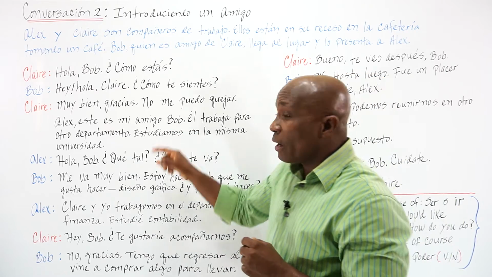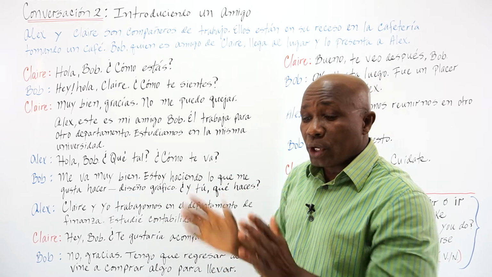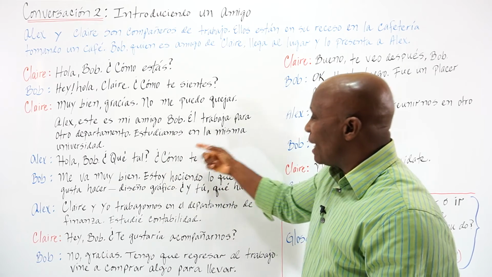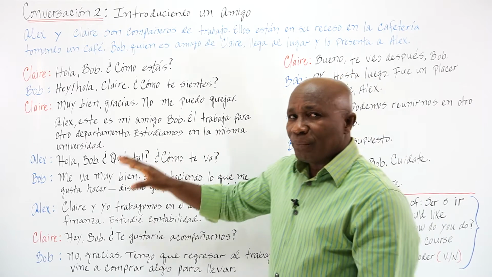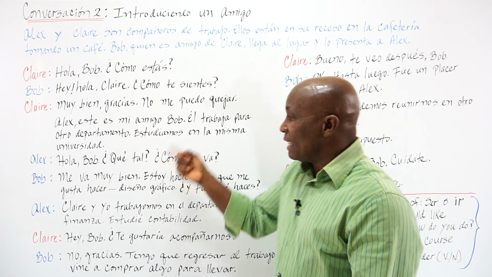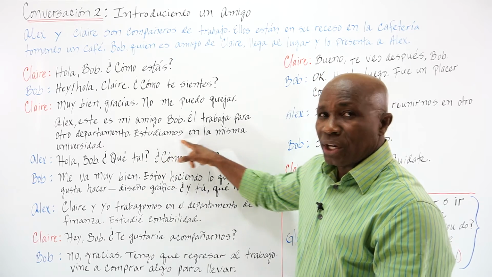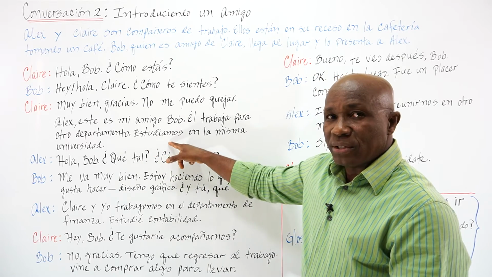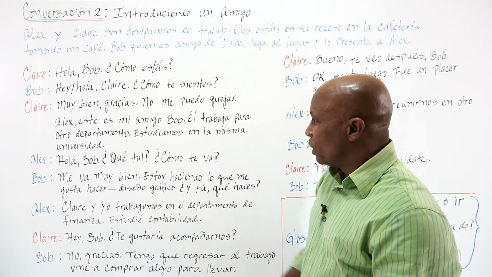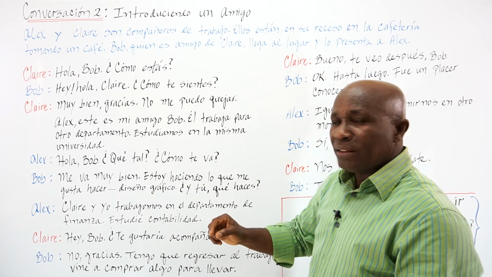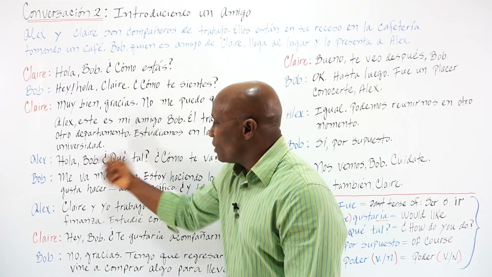But when it is not there, then it's implicit. You can omit it. Estudiamos en la misma universidad. But the pronoun is implied in the conjugation. Estudiamos. This is in the present simple, of course. So, estudiamos en la misma universidad. We study in the same university.